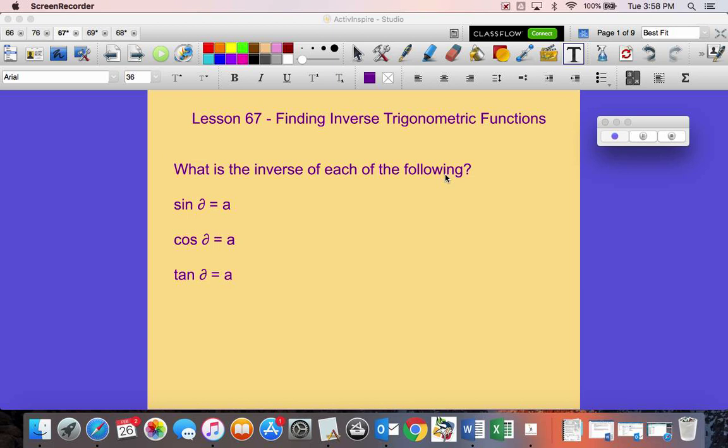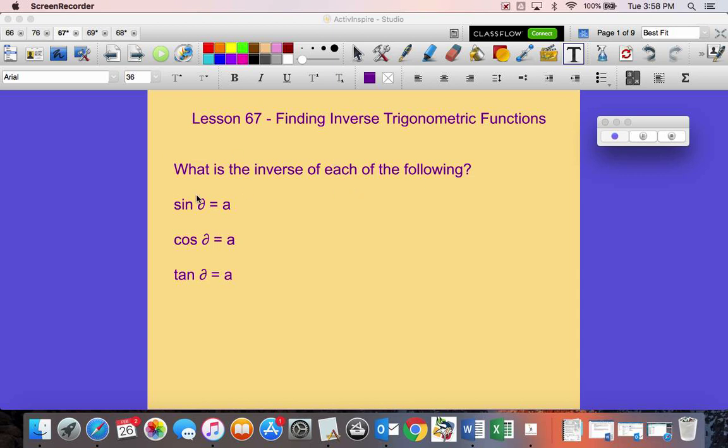57, finding inverse trig functions. As you can see by the page numbers, this is going to be a long one. All right, and we're going to have to use some of that unit circle stuff that we talked about a couple weeks ago. So the very first thing that we have to do here is, what is the inverse of each of these following?